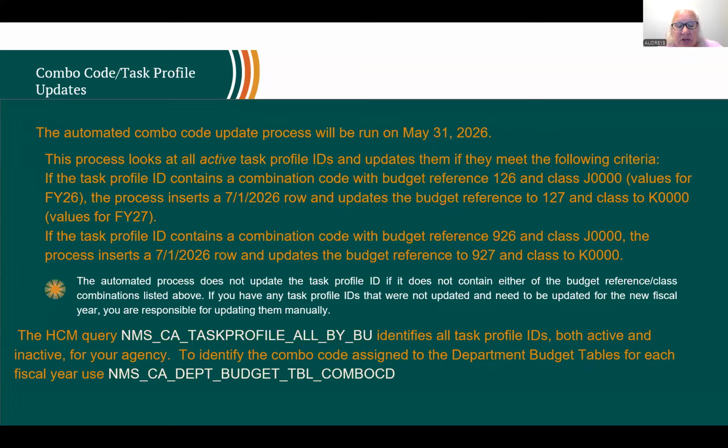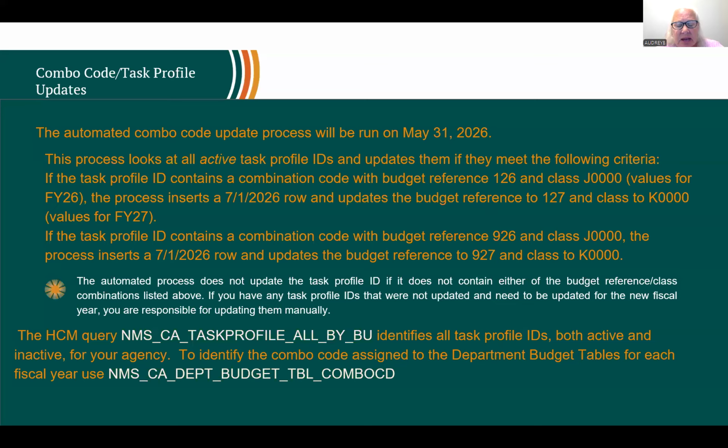There is a query that you can run in HCM that's shown there in white, which identifies all of the task profile IDs, both active and inactive for your agency. So if you have an inactive profile and you know that you're going to be using it in FY27, you need to go ahead and make sure that it has been updated.